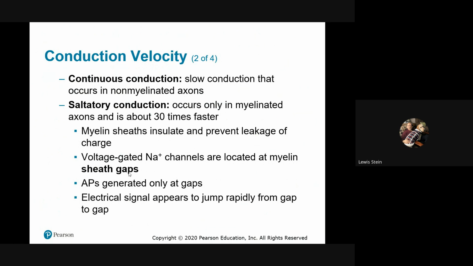And the gaps are where all of those abundant, massive amounts of voltage-gated sodium channels are located. So it's basically going along the interior. It appears to jump because you see the signal go from here to here to here at each gap. But what's really happening is it's shooting through that insulated area very, very rapidly. The more myelin, the more rapidly it goes to the next area where it has a lot of those voltage-gated sodium channels. So the action potentials effectively are at the gaps, so it appears to jump.